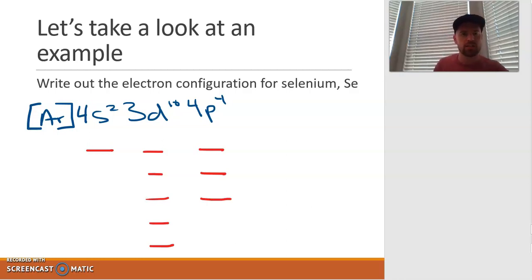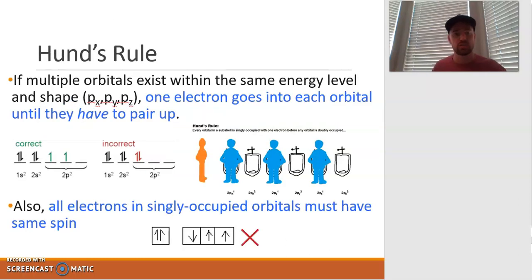All right, so we're going to go ahead and start now filling in our electrons into these orbitals. Now, when we go to fill in these electrons, remember it has to fill in order of increasing atomic orbital energy. So it would fill the 4s first, then it would fill in the 3d, and then it would fill in the 4p. That's the Aufbau principle that we just learned. But what about filling up the orbitals within the subshell? Is there a rule there? And there actually is, and that rule is known as Hund's rule.